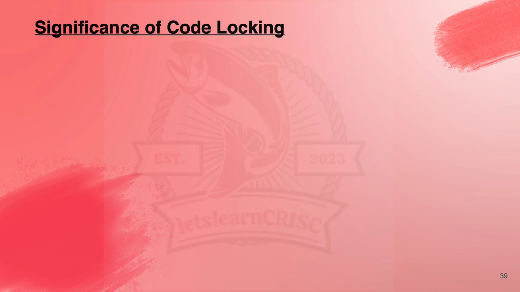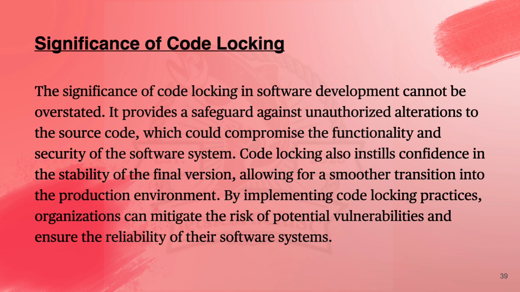Moving next, we'll discuss some significance of the code locking. Friends, code locking is crucial in software development, right? As it acts as a safeguard against unauthorized alteration to the source code. So unauthorized changes could compromise the functionality and security of the software system. So friends, code locking also instills confidence in the stability of the final version, right? Allowing for a smoother transition into the production environment, right?